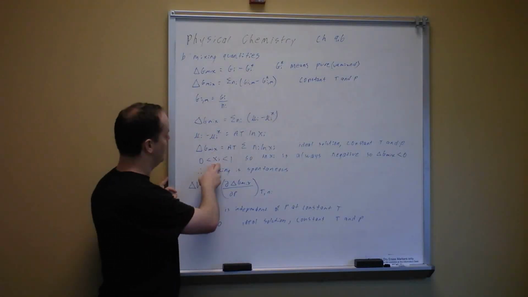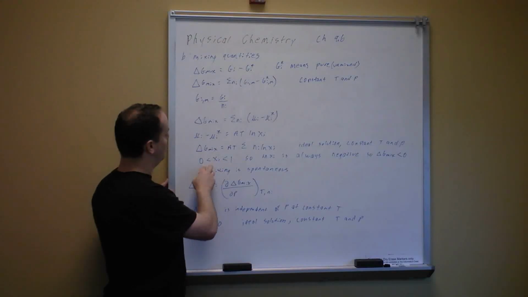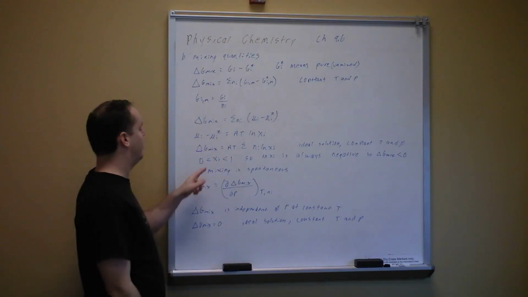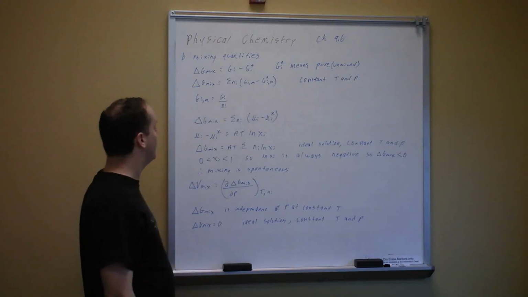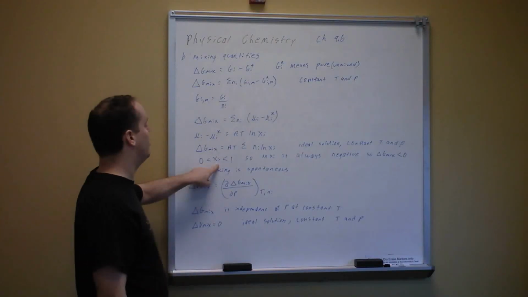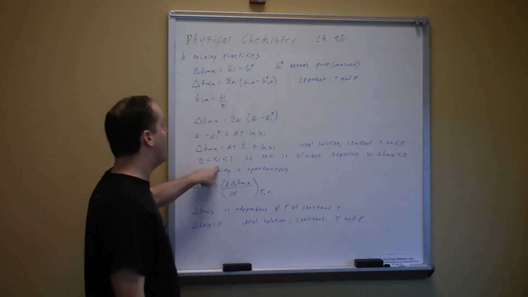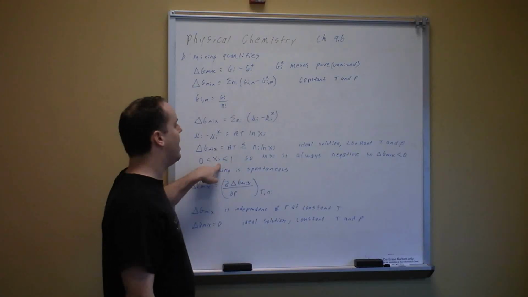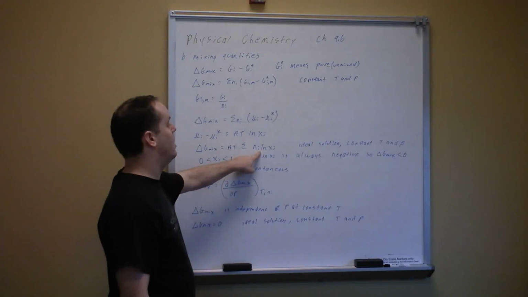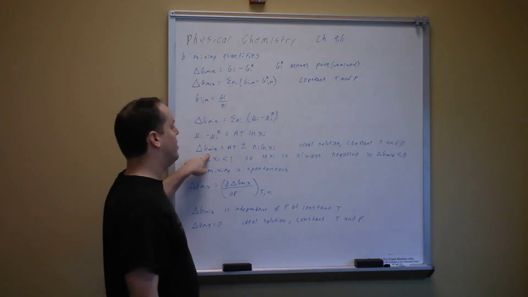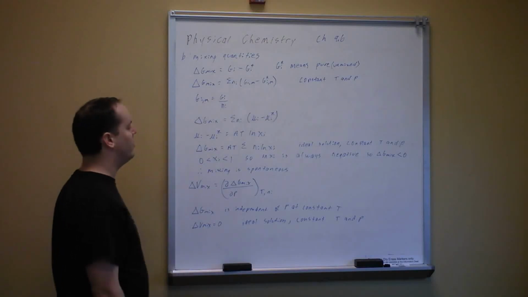Now, mole fraction, by definition, has to be between 0 and 1. If it was equal to 0 or equal to 1, then there's no mixing. We're talking about mixing, so it has to be between those two. So that means that the natural log of x sub i is always negative. So putting that back into this formula, we're going to end up with delta G of mixture always negative.